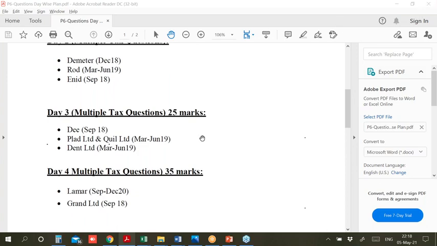Okay, students, let's start again. And as I told you, our next question is the March-June 19 attempt, Plaid and Quill Limited, which can also be found on the practice platform as in the past paper updated to the Finance Act, and it can also be found in the Kaplan kit as well.